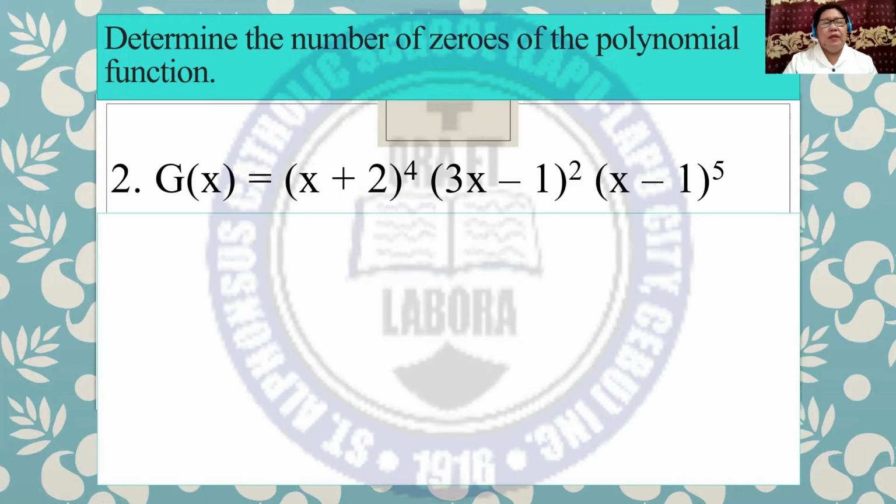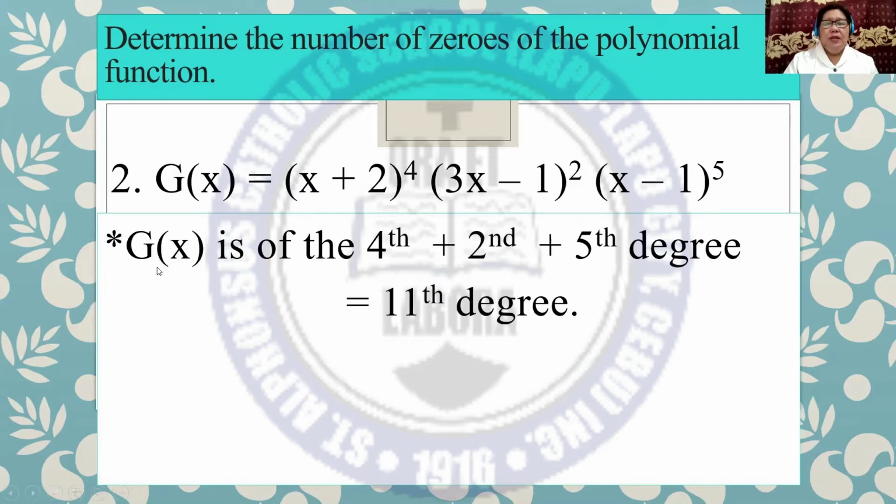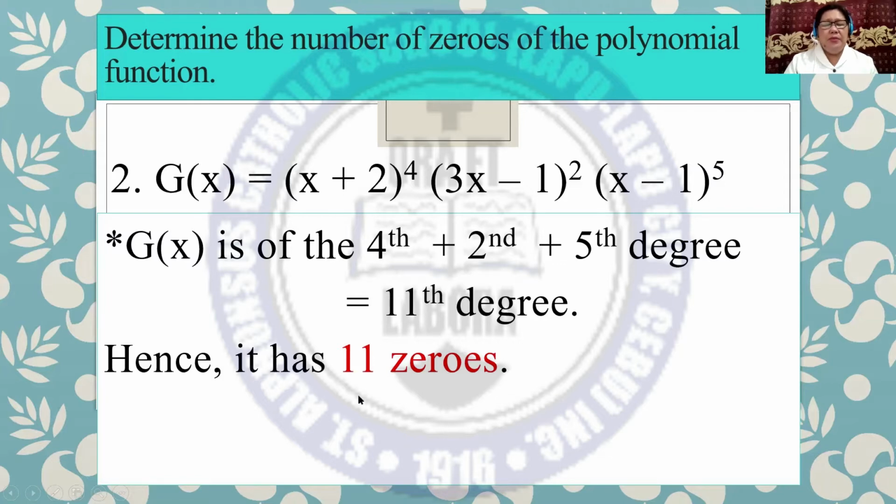Number 2. The polynomial function represented by g of x, given in factored form. So we have the quantity x plus 2 raised to 4 times the quantity 3x minus 1 raised to 2 and the quantity x minus 1 raised to 5. g of x is of the 4th plus 2nd plus 5th degree, which is equivalent to 11th degree. Hence, it has 11 zeros.